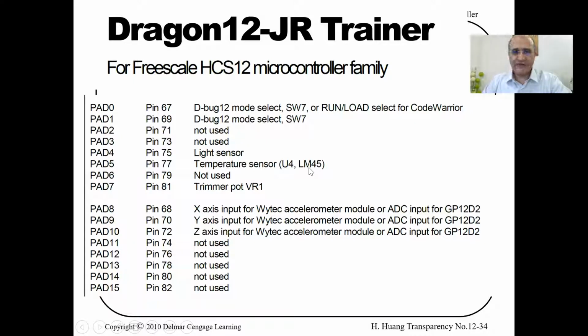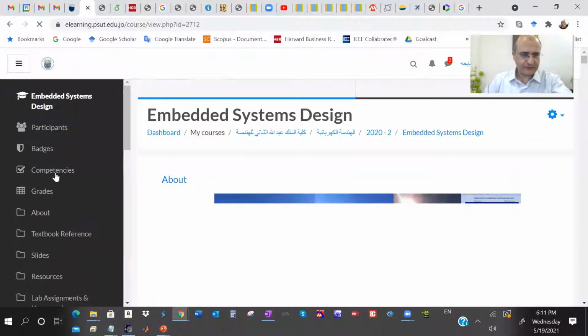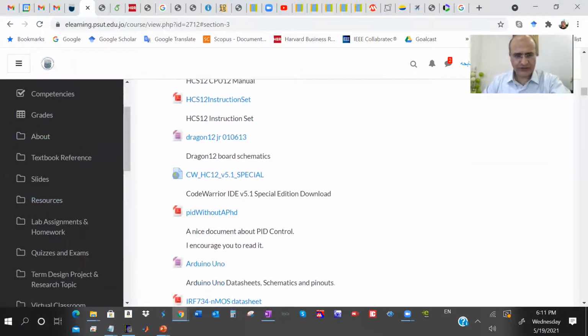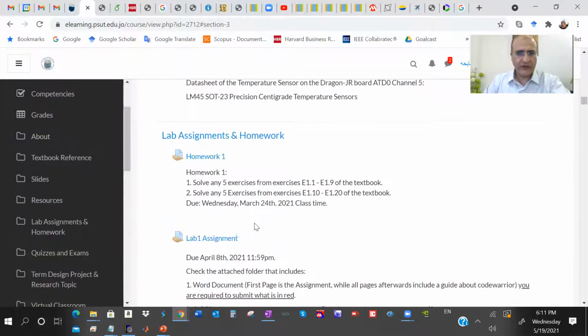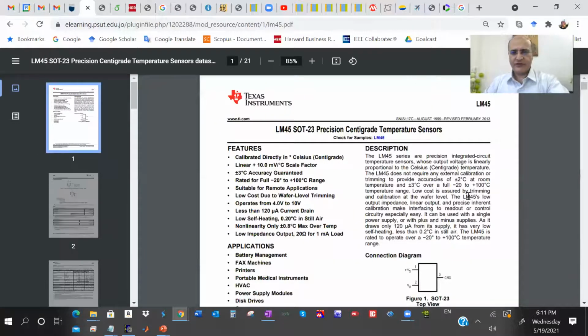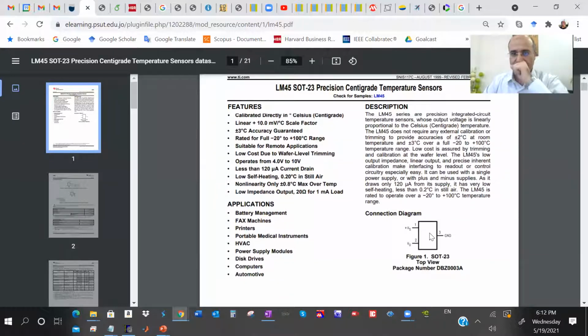And I have put the data sheet for it under resources, and it's straightforward. I'm just going to try to save time. The LM45 data sheet for this temperature sensor, it is built in on our controller. It's on our board.